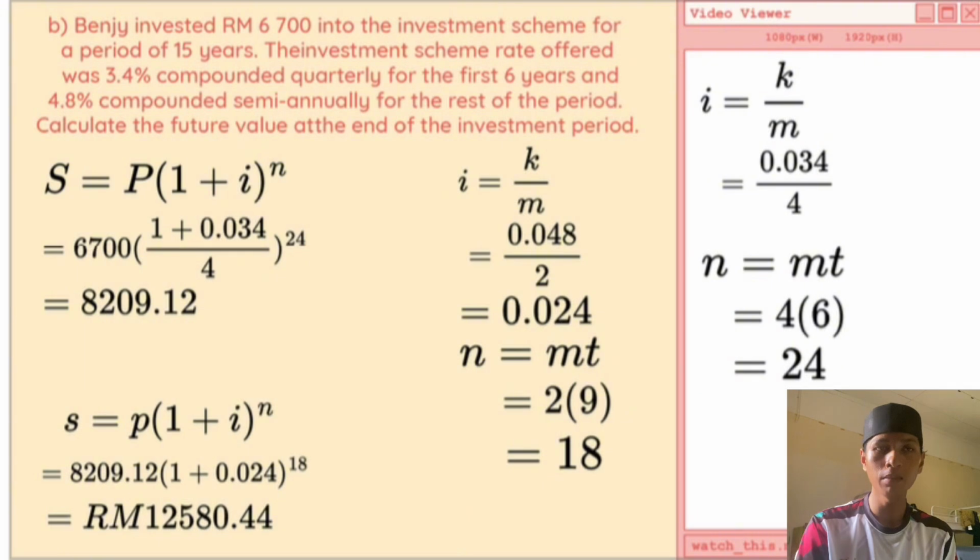I equals j per m, which is 0.048 per 2. The answer is 0.024. N equals n times t, which is 2 (9). The answer is 18.